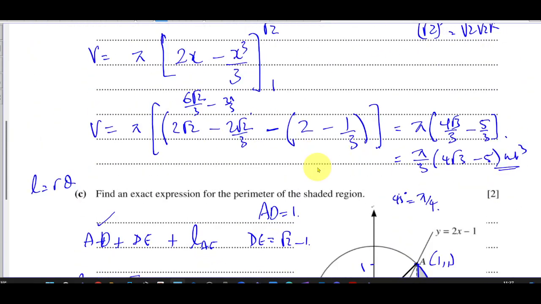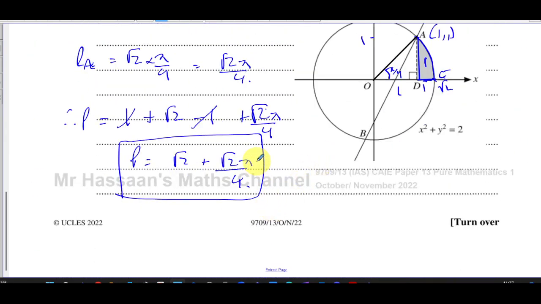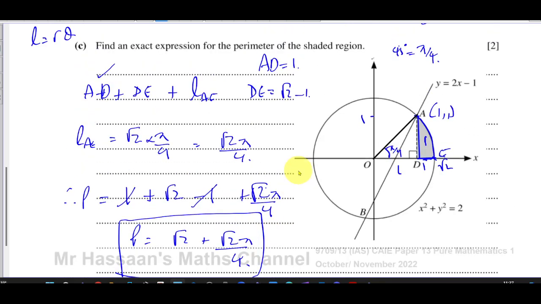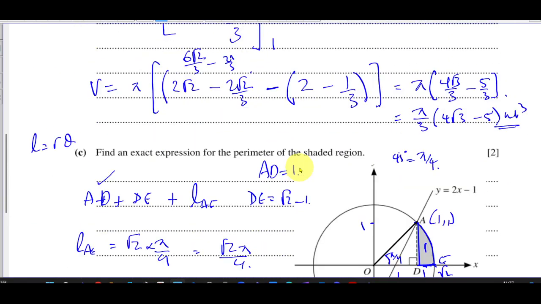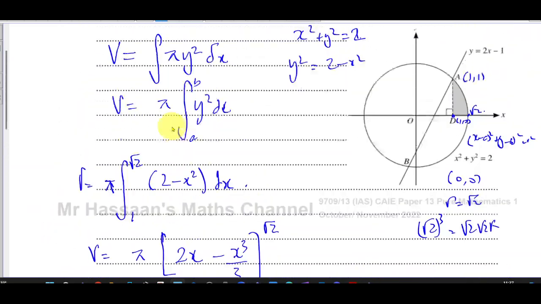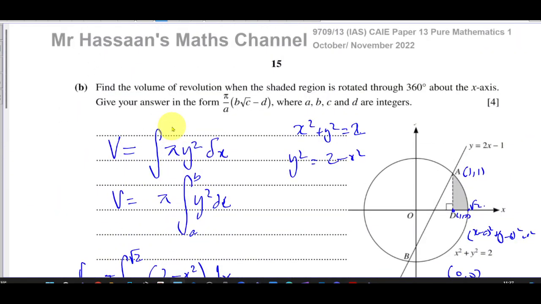Okay, it's that number of units. An exact expression means don't use pi as a decimal, don't use root 2 as a decimal, leave it in surd form. And there is the answer. And that completes this question number 10 from the October-November 2022 paper from Cambridge 9709.